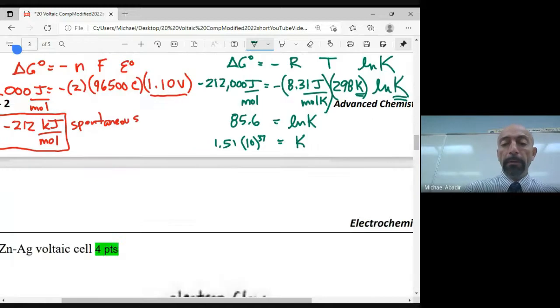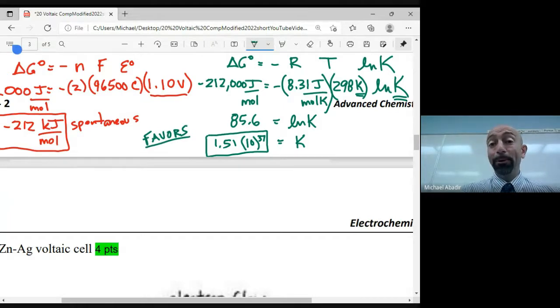And we don't put a unit on K. It's just that number. Now, that is a huge number. And remember that that number tells you that the products are favored, but in this case, by a lot. I mean, 10 to the 37th. That's even bigger than a mole, 10 to the 23rd. So this tells you that this reaction definitely goes towards the right very much.